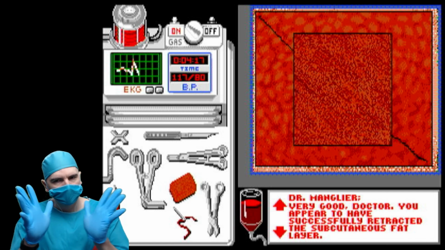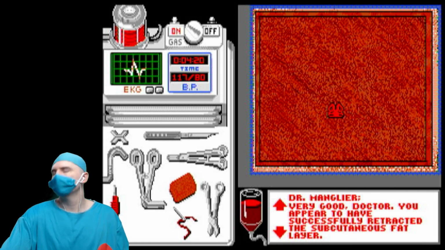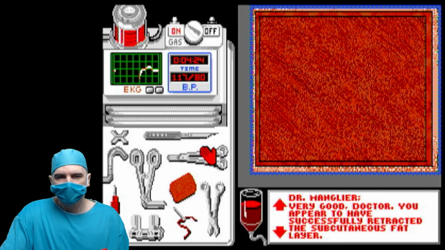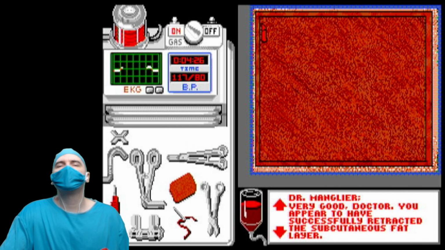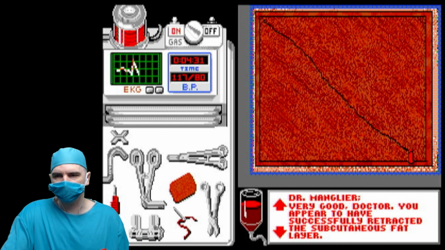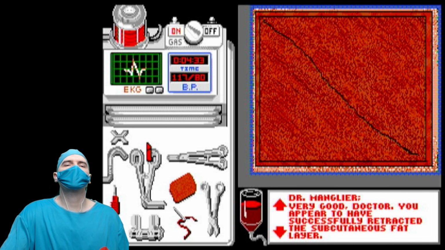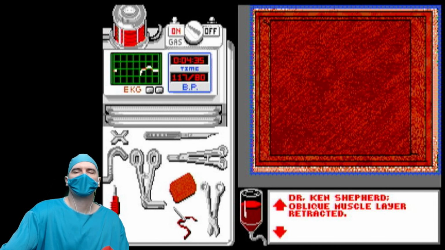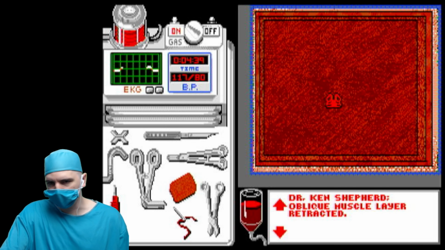Right, we go in. Very good, doctor. You appear to have successfully retracted the subcutaneous fat layer. Thank you. Right. Slightly different. Top left, bottom right. We shouldn't have any bleeders here. Not too bad. Not too shabby. Oblique muscle layer retracted. Thank you, Ken. I appreciate that.